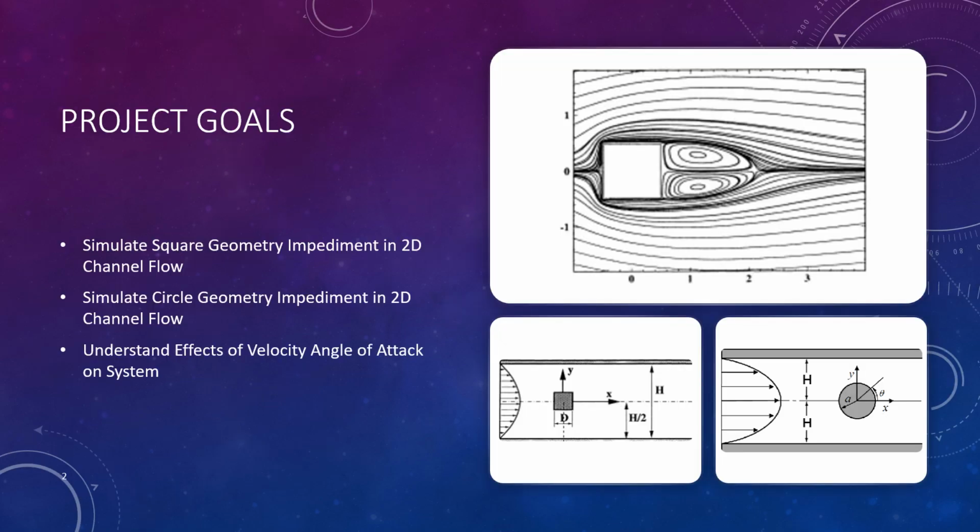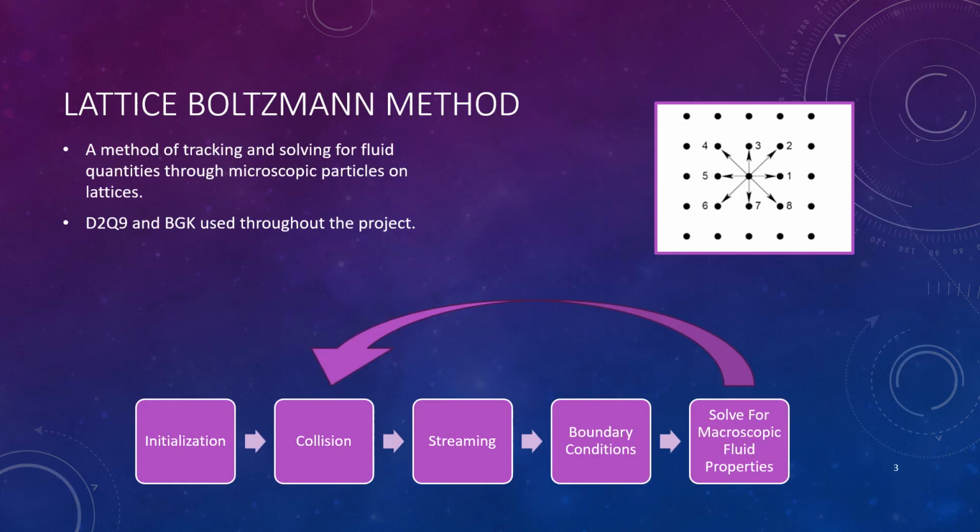For my project goals, I am looking to simulate flow across both the square and circle geometry inside of a 2D channel flow. It is a common test case for turbulent flow, which I have modified to look at lower Reynolds numbers. By the end of the tests, I should be able to reproduce the streamlines seen here for the square impediment. I also hope to simulate different angles of attack for velocity and understand how changing that angle of attack affects the simulation. For my solver, I chose Lattice Boltzmann method.